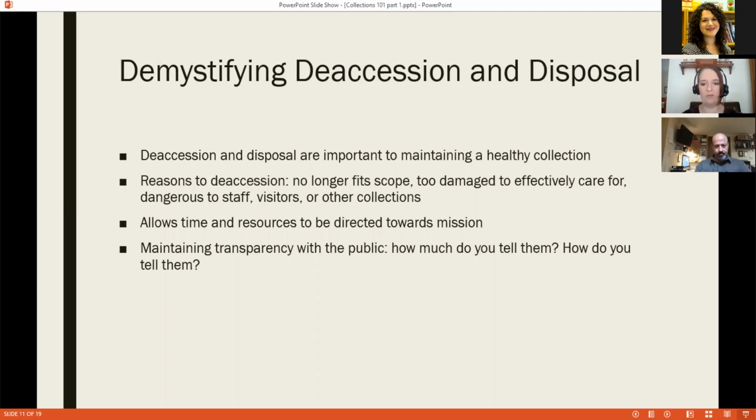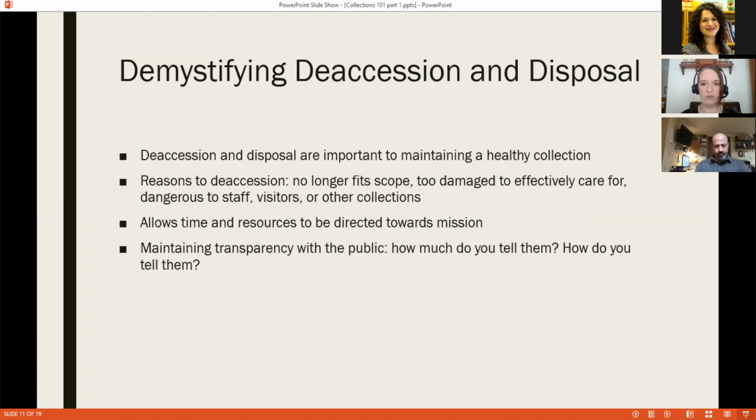You might have dangerous items. Say you have a piece of taxidermy and it's leaking arsenic out of its parts, because they used to put arsenic into old taxidermy. You may not want to keep that around because it could be dangerous to you, your staff, your visitors. And so it may be better just to get rid of it entirely.